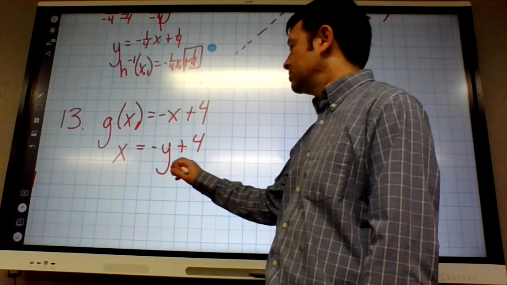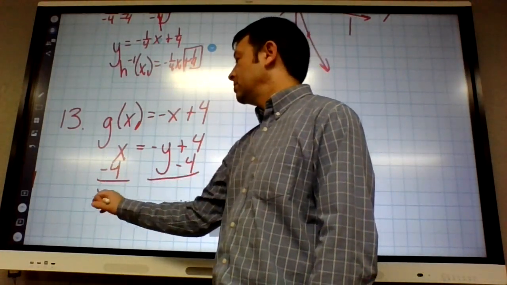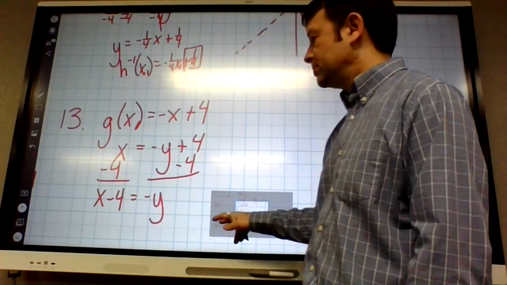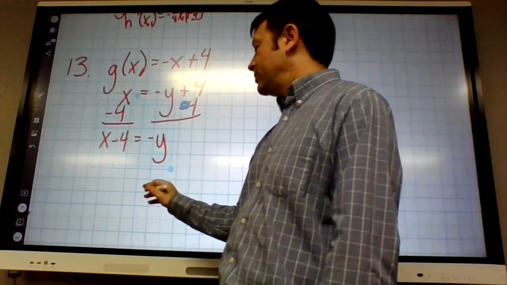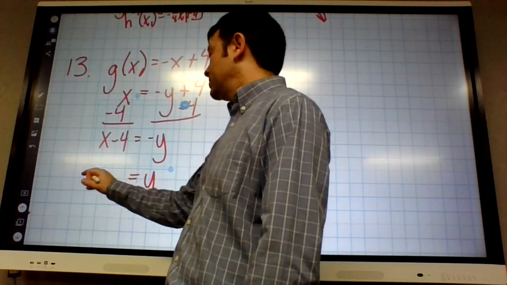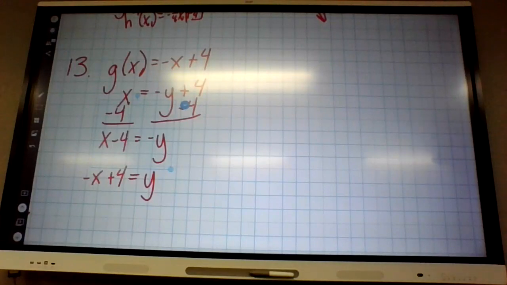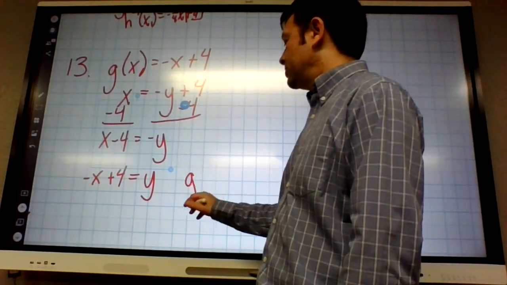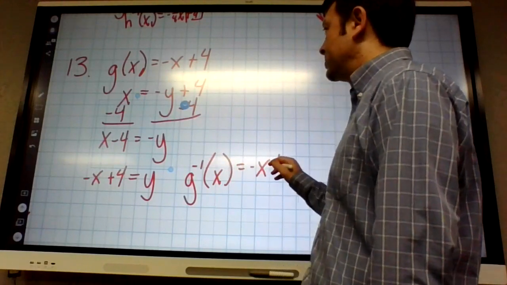How do I solve this for y? Solve for y means get y by itself. So it says y equals. How do I get rid of the negative? Divide by negative 1, which makes this a positive y. And these will switch to negative and positive. Divide by negative 1, switches to negative. So my g inverse function is negative x plus 4.